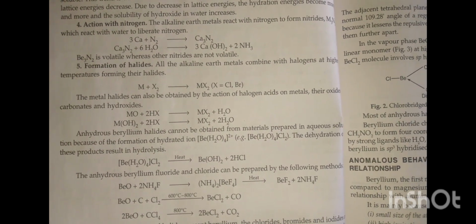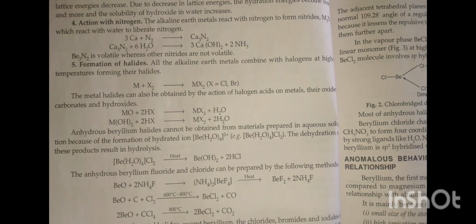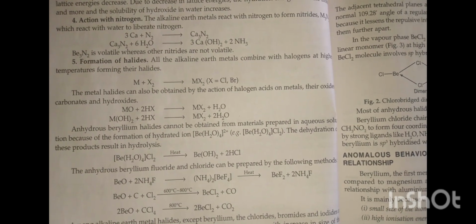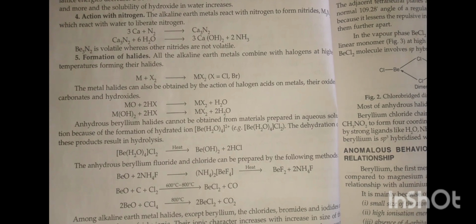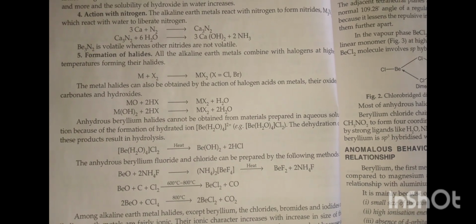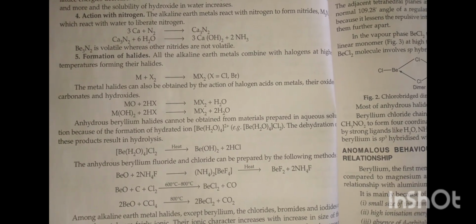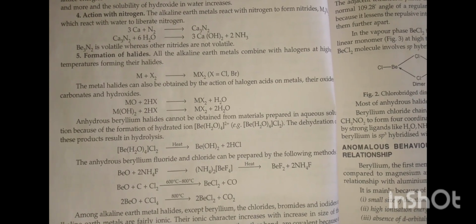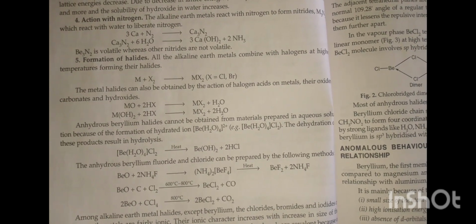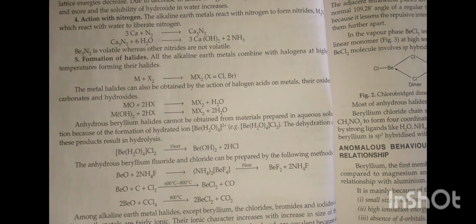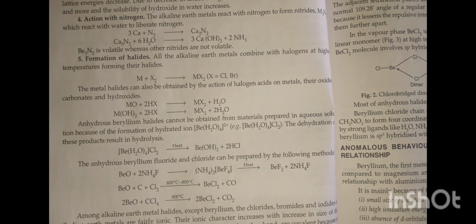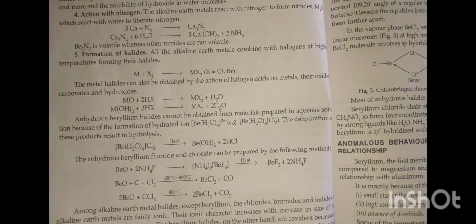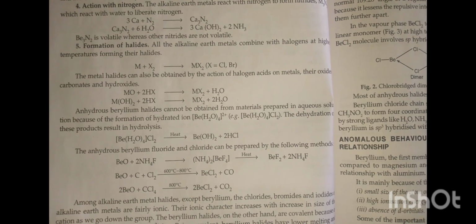Next is formation of halides. All the alkaline earth metals combine with halogens at higher temperature to form their halides. The metal halides can also be obtained by the action of halogen acid on metals, their oxides, carbonates, and hydroxides. Anhydrous beryllium halides can't be obtained from materials prepared in aqueous solution because of the formation of hydrated ions. The dehydration of these products results in hydrolysis. The anhydrous beryllium fluoride and chloride can be prepared by the following methods.